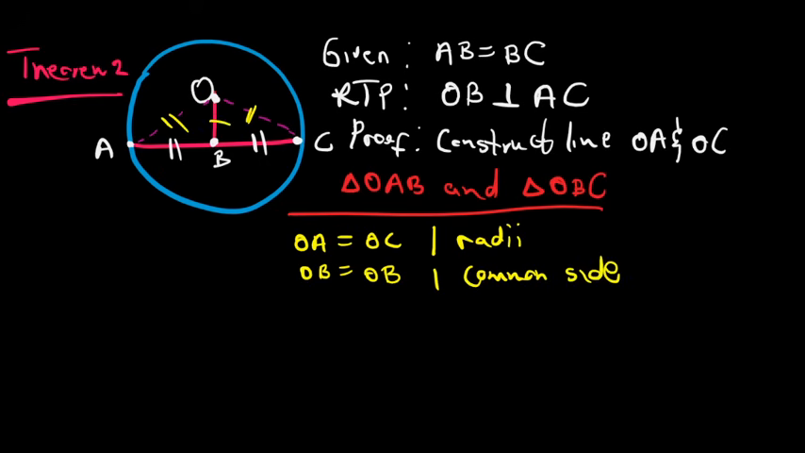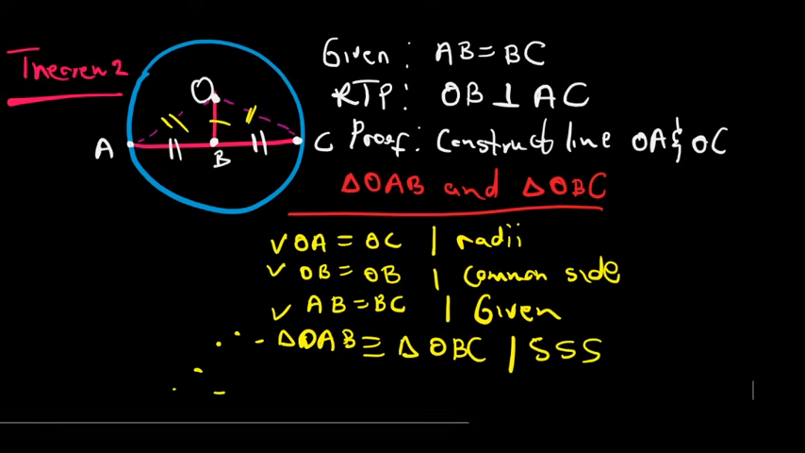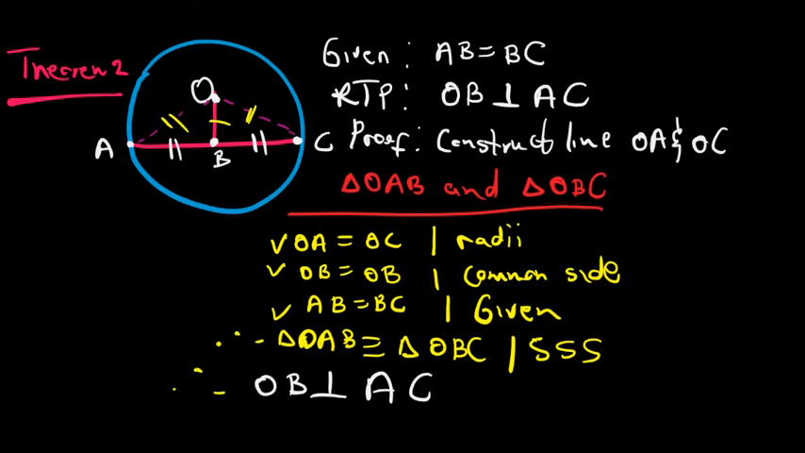So this side here, and then AB is equal to BC. For that, you are given. So therefore, the two triangles are congruent. Triangle OAB is actually congruent to triangle OBC. The reason for that is you've already proven this side and this side. So you've proven sides, right? So you just want to say side. So therefore, this concludes that OB is perpendicular to AC. So you're done with Theorem 2 if you do this here.